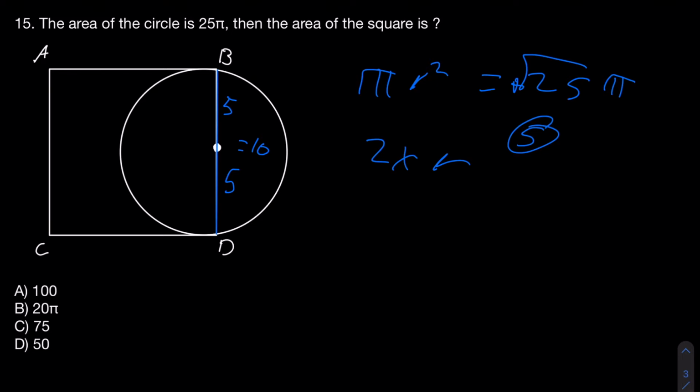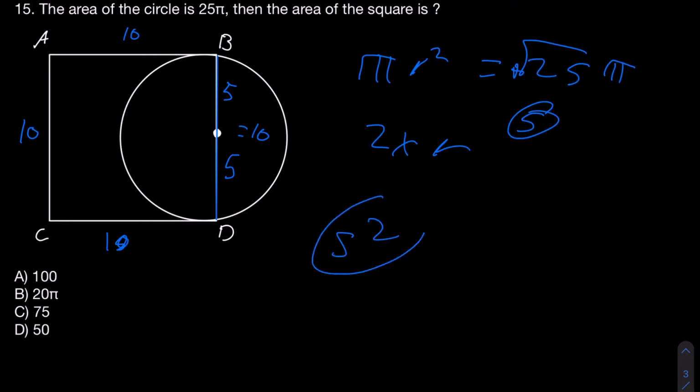So now we start recognizing the square. One side has the length of 10, so the other sides are also 10. And the area of the square is just one side squared. And so 10 squared is 100, and your answer is A.